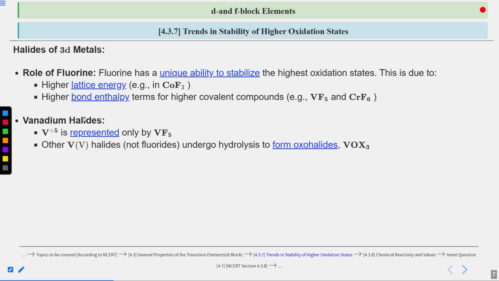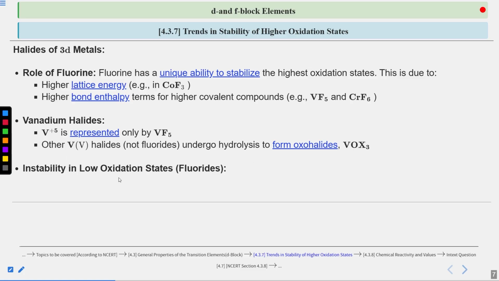Okay, so vanadium in the +5 oxidation state is only present in vanadium pentafluoride. Except for the fluoride of vanadium, where vanadium is having +5 oxidation state, other vanadium halides where vanadium should have +5 oxidation state undergo the hydrolysis process to form oxohalides, that is VOX3.